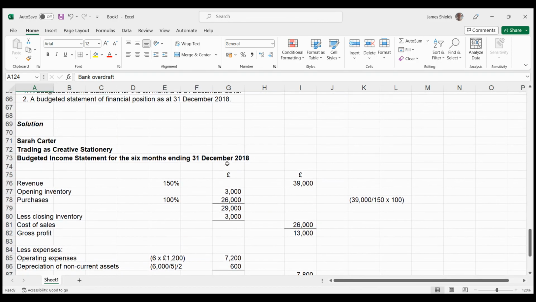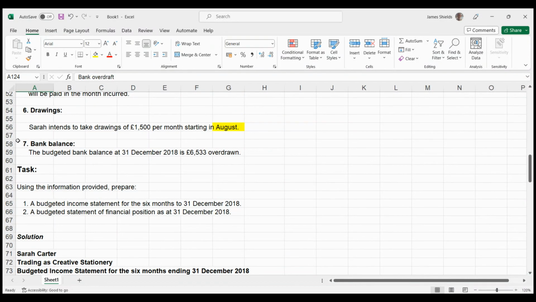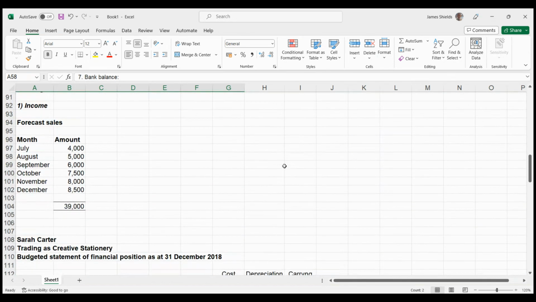So we go back to the top now. It's near the end of the information. Here we go. 7, bank balance. The budgeted bank balance of the 30th of September 2018 is £6,533 overdrawn. So that's going to be in our current liabilities.